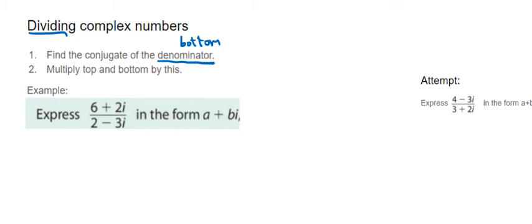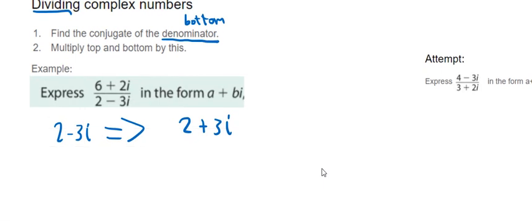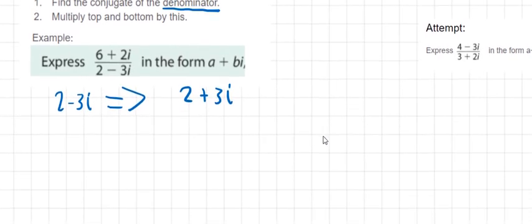So the bottom complex number here is 2 - 3i. Therefore the conjugate of that would be, and if you're not sure what conjugate means, then just have a look back, it's something you should have seen before. It would be 2 + 3i. You can just see here that it's just where you change the sign in the middle. So the conjugate would be 2 + 3i.